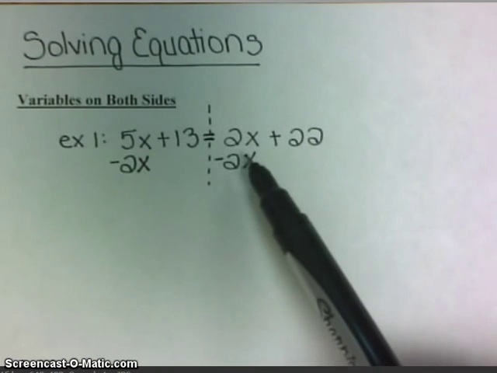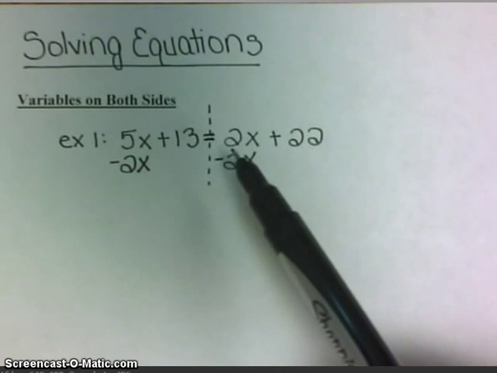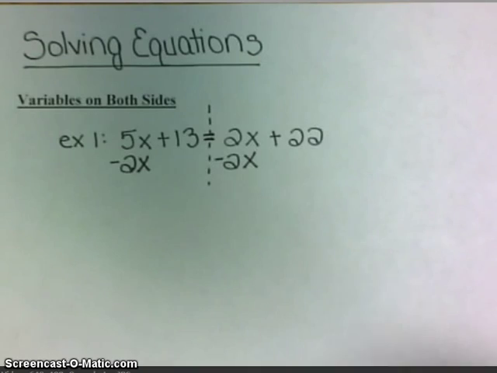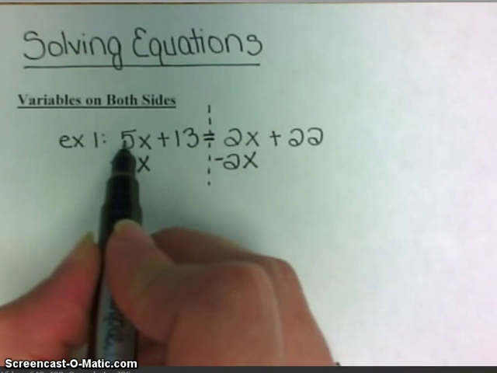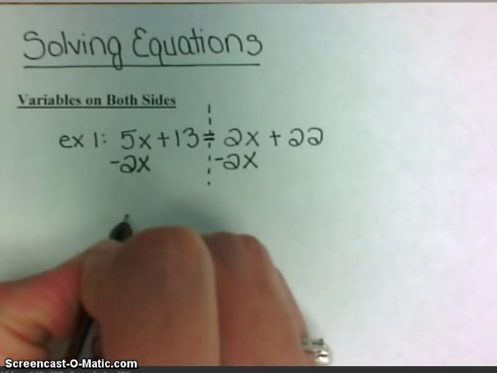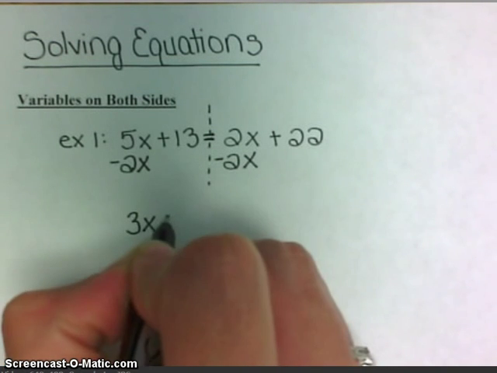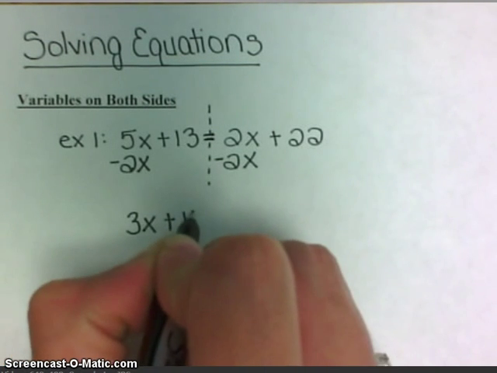And notice that I'm only doing that once. I subtract 2x from this side one time. I subtract 2x from this side one time. Okay? So we're going to go left to right here. 5x minus 2x, that will leave us with 3x. Don't forget about your plus 13. We haven't done anything with that yet.